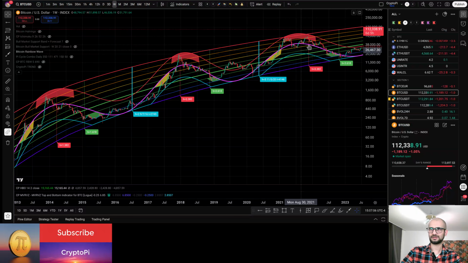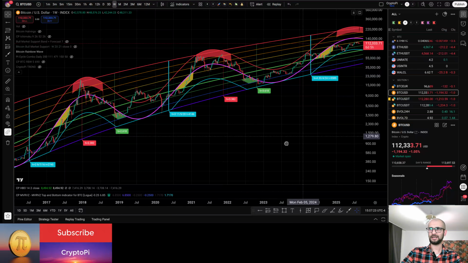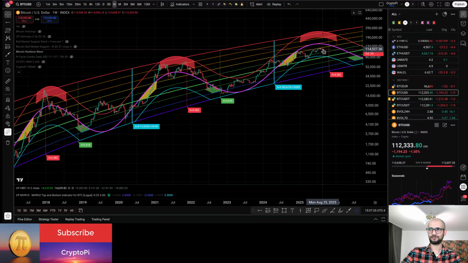And for these two cycles, it looks quite good. In the last cycle, price did reach over the red zone, and it did stay there for a while, but it was not the top. The top happened a few months later. And in this cycle, we are far below the red zone. So let's see where the top happens.